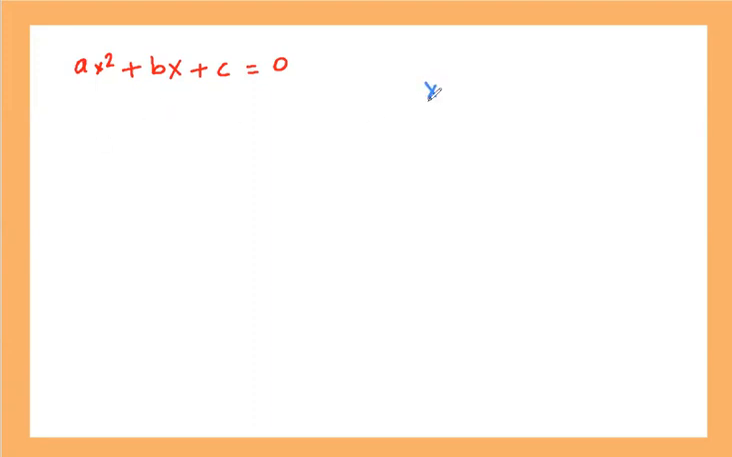So for example, if I have, let's say, x squared plus 4x, and then let's say plus 3 equals 0. So this is a quadratic where the coefficient of the square term is 1, the linear coefficient is 4, the constant is 3. So I can use a couple of different techniques, like maybe factoring, and if I know the quadratic formula, I can use that, or I can complete the square.